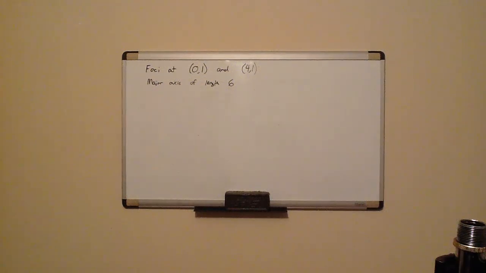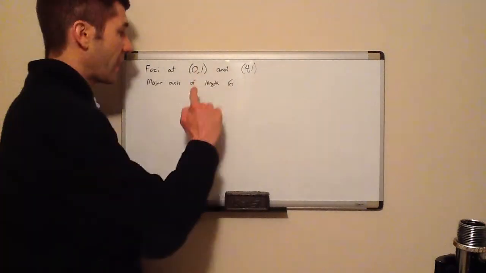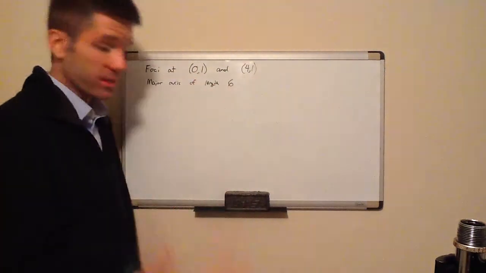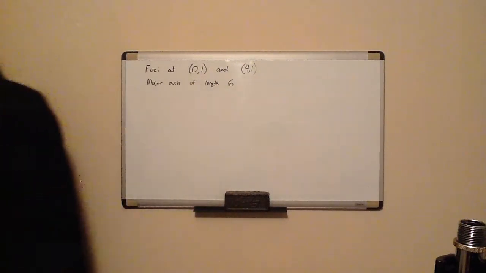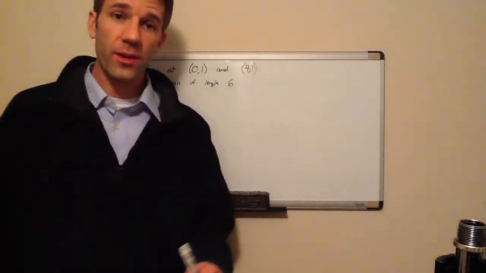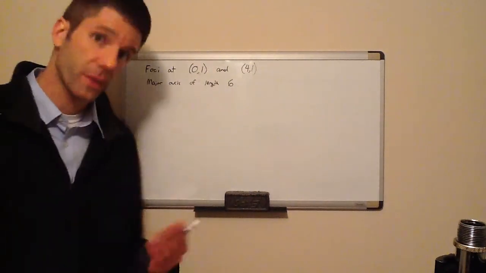So we need to find the equation in standard form of an ellipse that has foci here and here, and it has a major axis that is 6 units long. So let's just stop and think about it. Let's read the problem again very slowly, very carefully. Part of knowing how to do this is knowing how to problem solve and read the problem carefully.